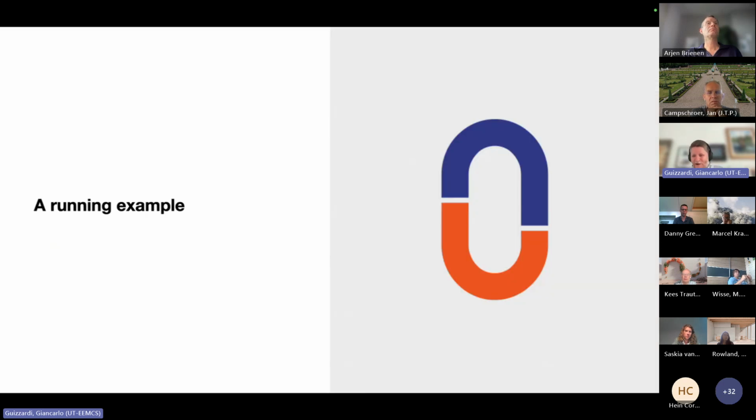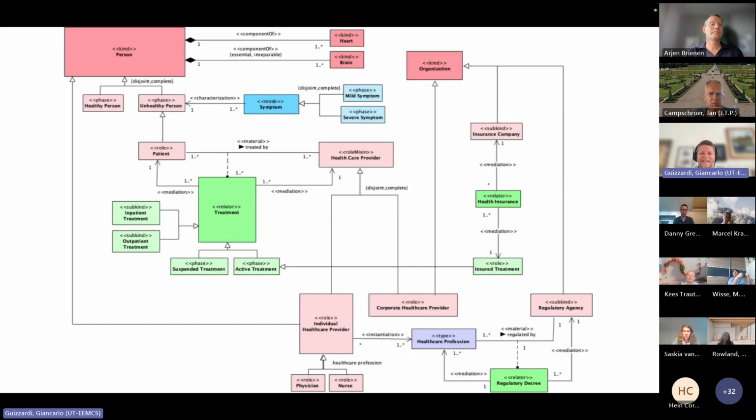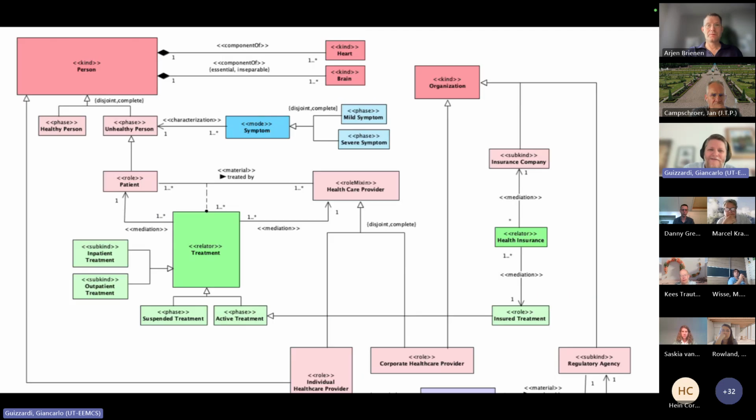So let's start with a running example so that I can give you an idea of what this language looks like, right? So again, it's a UML-based language. But instead of having just this general notion of type, for example, we have finer grain distinctions among types of types. So we have, for example, this notion of a kind.